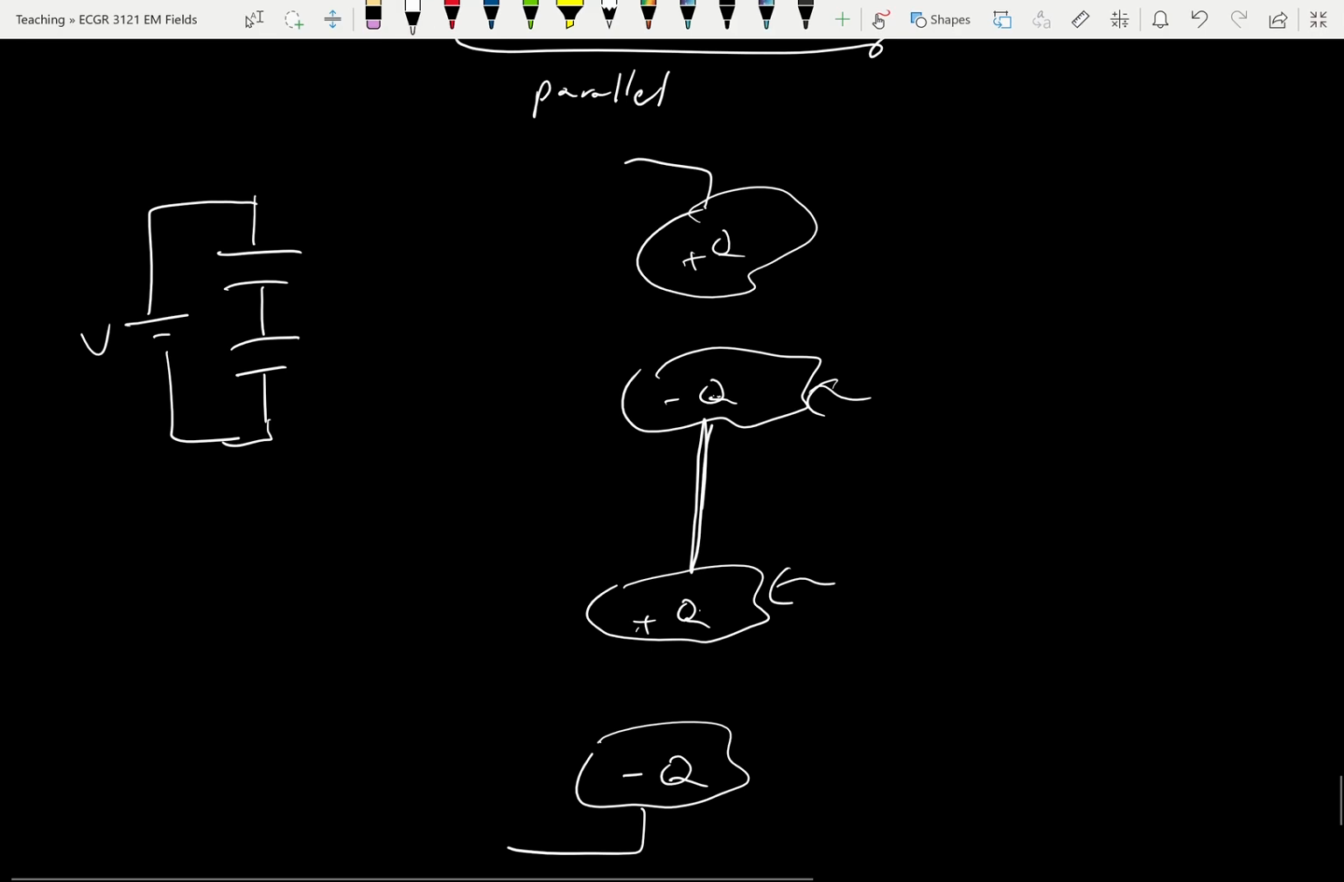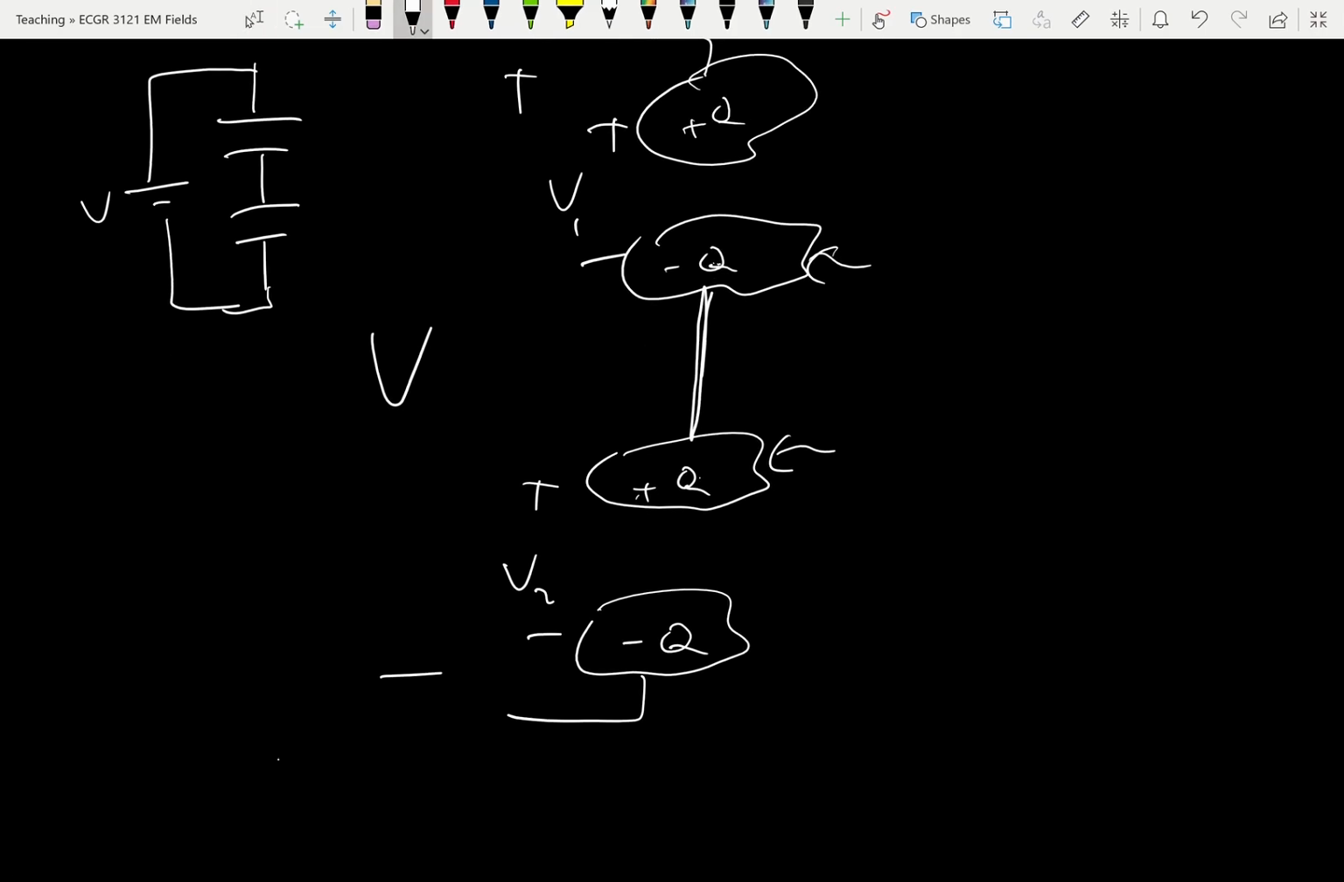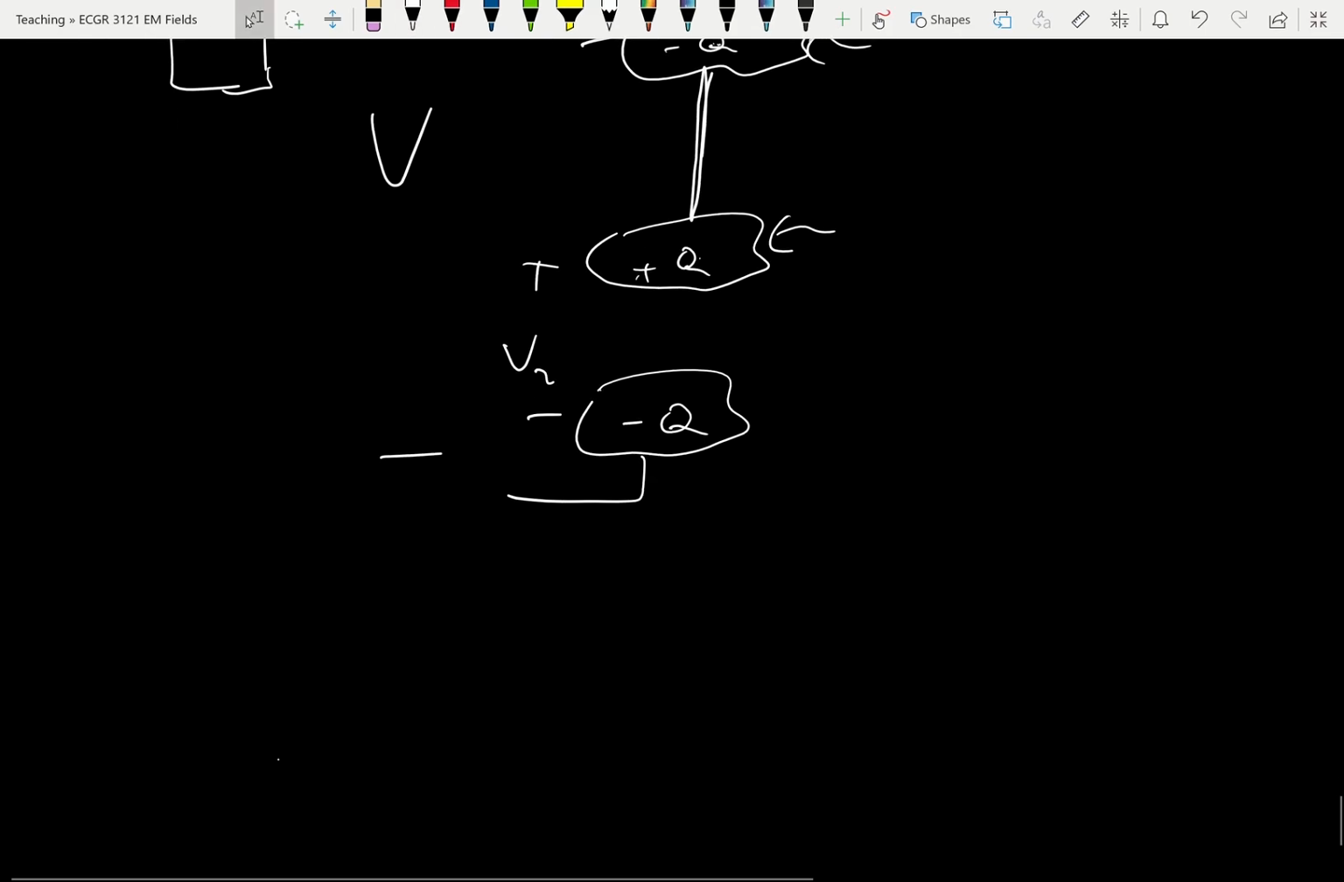So the charges are equal between the two structures, right? What we can say is that the total voltage is the sum of the voltage across the first structure plus the voltage across the second structure, right? And the voltage difference through the conductor is zero, of course, right? So we can say now that the total voltage is V1 plus V2, right?